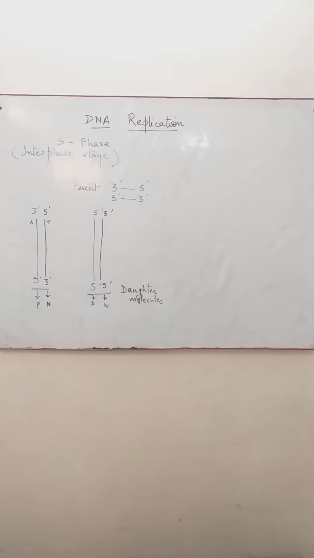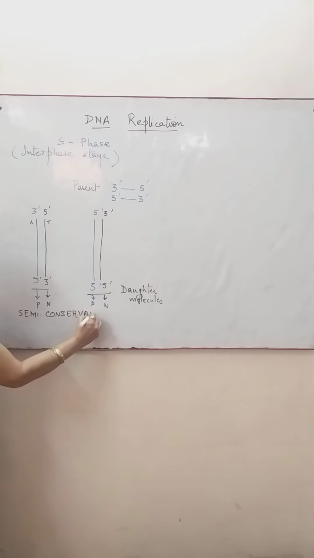Now the information is passed from the parent to the new strand since it is complementary. So over here we can say that one of the parental strands is conserved in the daughter molecule. The original one is there, and it is not completely new. So that's why we call this DNA replication semi-conservative in nature. The DNA replication is therefore semi-conservative.